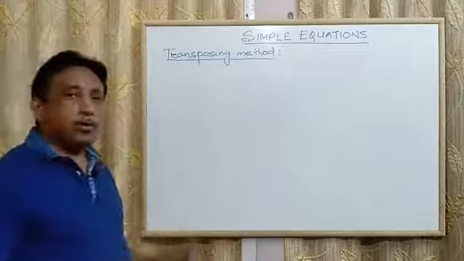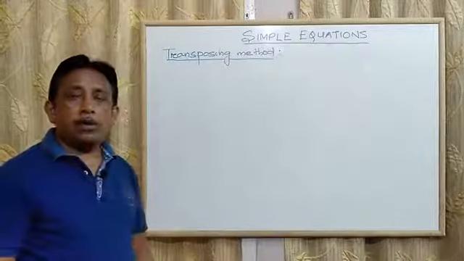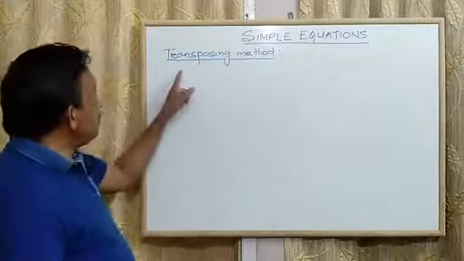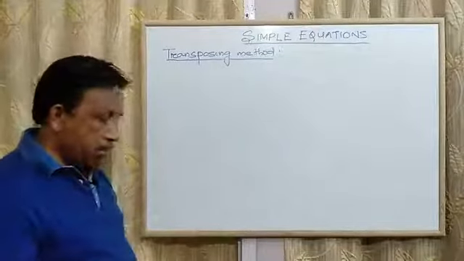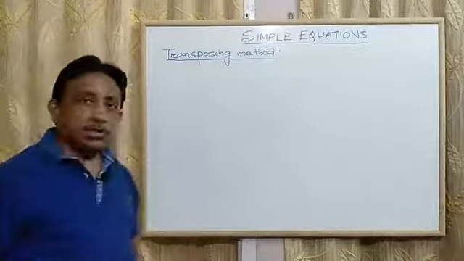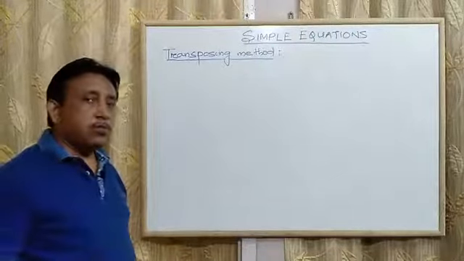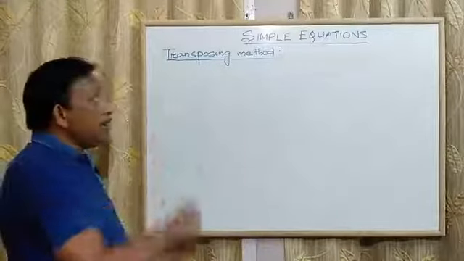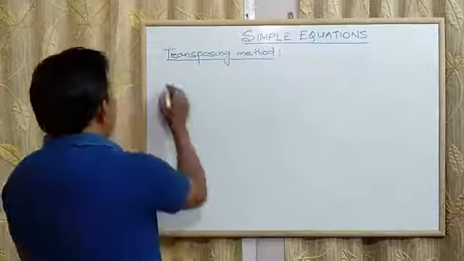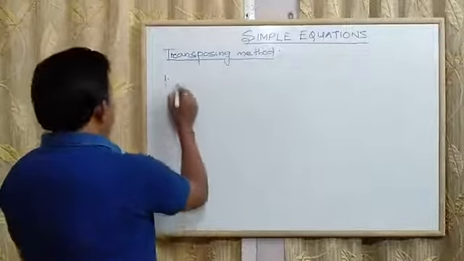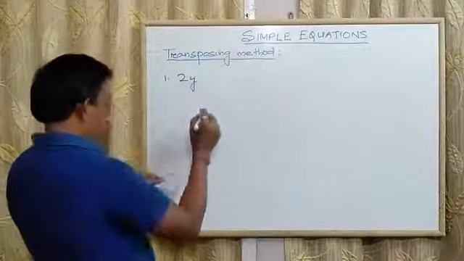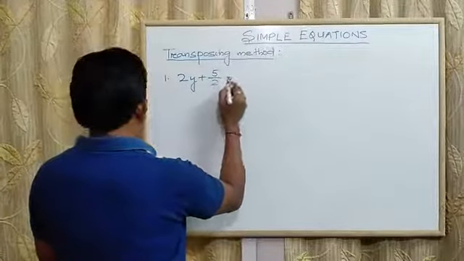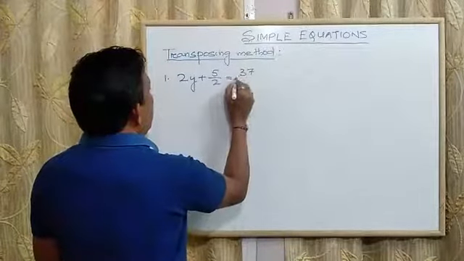Hello students, in this video we'll be discussing the last method of solving simple equations, that is the transposing method. I'll solve some questions here as examples. Observe the different steps of solving using the transposing method. For example, let's take one question: 2y + 5/2 = 37/2.